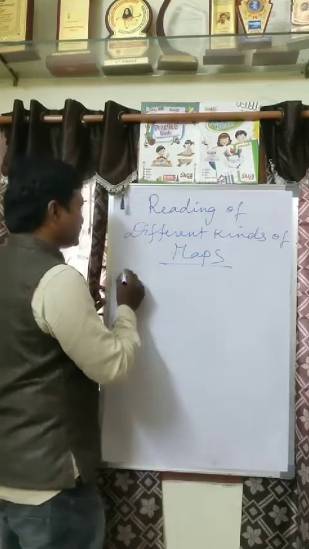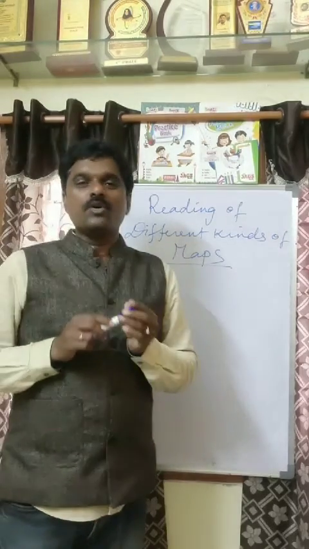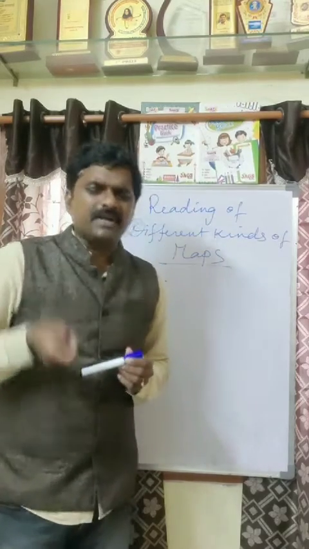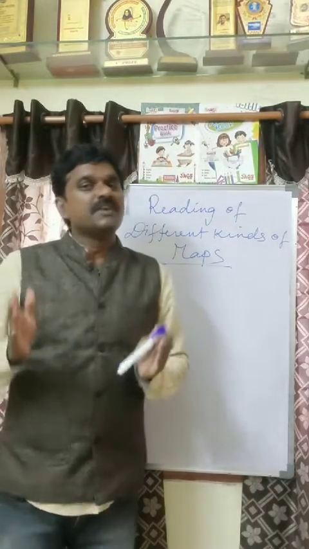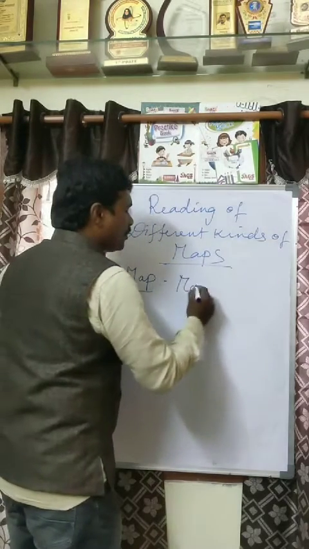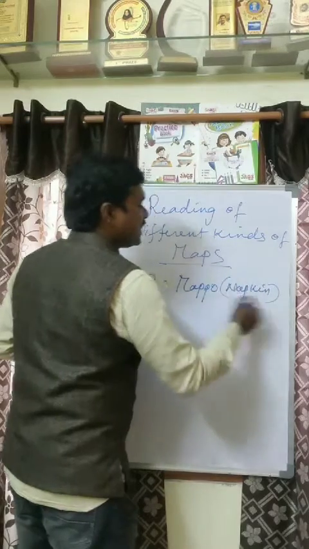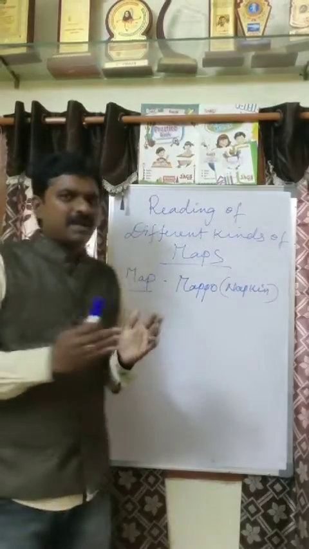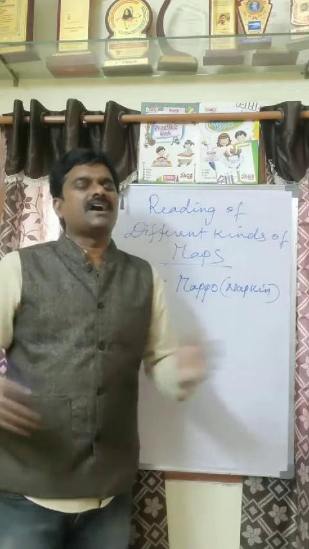In 6th class, we have seen what is a map, and you know what are the different kinds of maps. We are going into a little deeper information. Dear students, map is a word derived from the Latin word mappo, which means a napkin. A map represents different physical features of the earth.